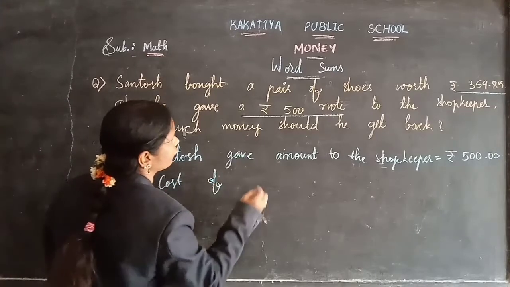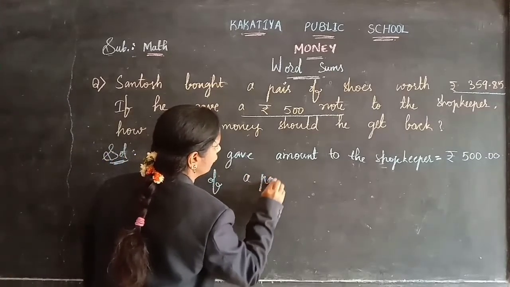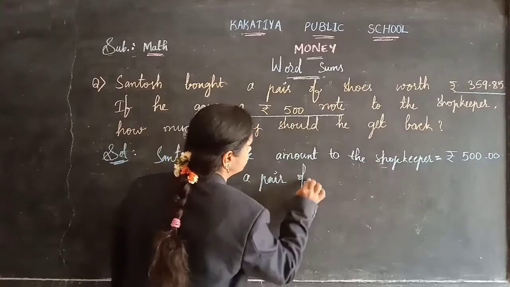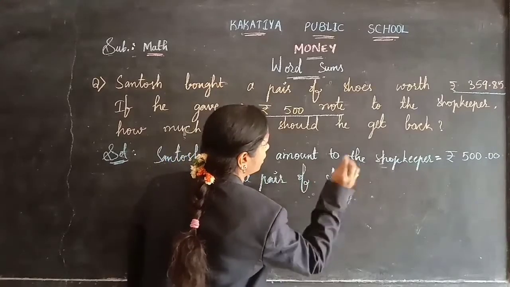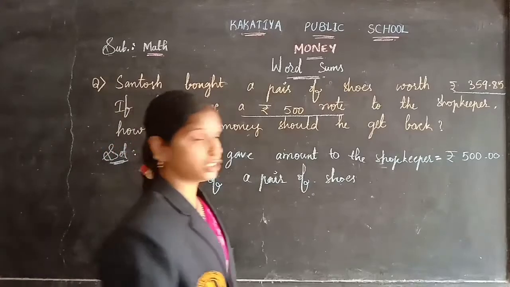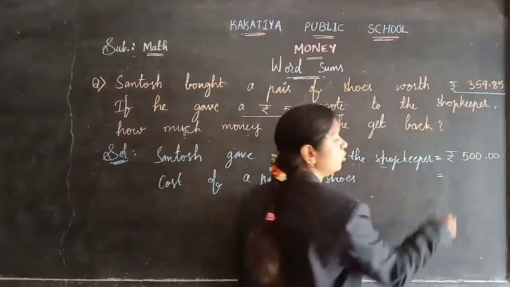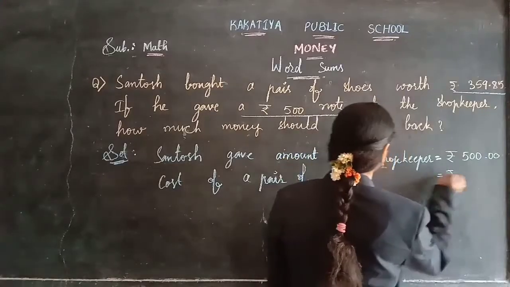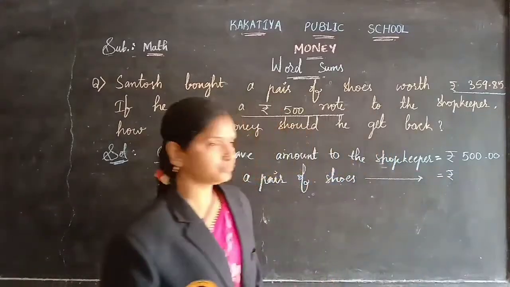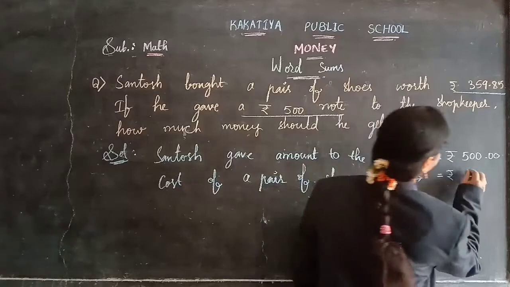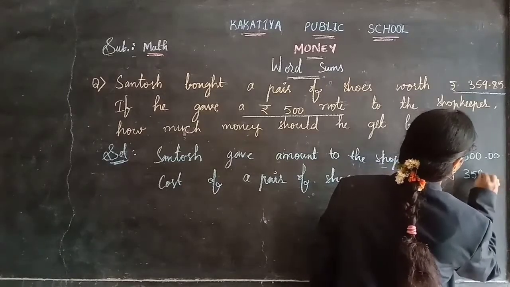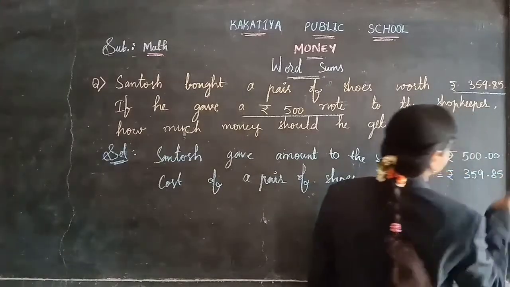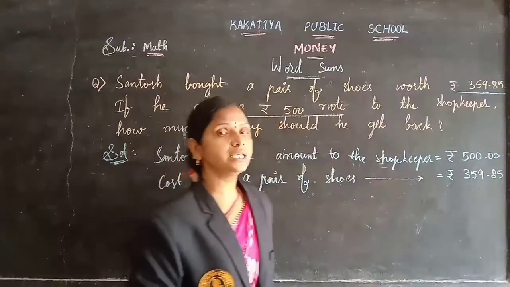Cost of a pair of shoes. Let's arrange the numbers in order, children, so it will be easy to write, easy to do the subtraction. Okay, and now what is the cost of the shoes here? 359 rupees 85 paise. Okay, let's subtract these numbers.